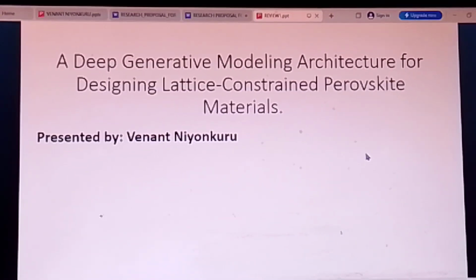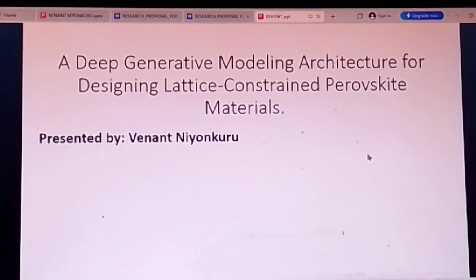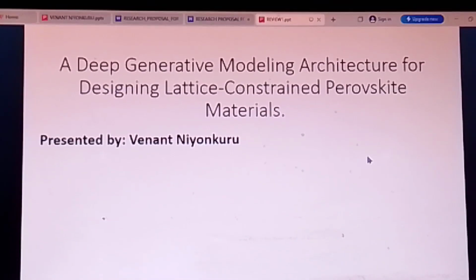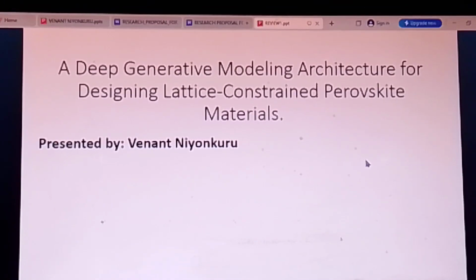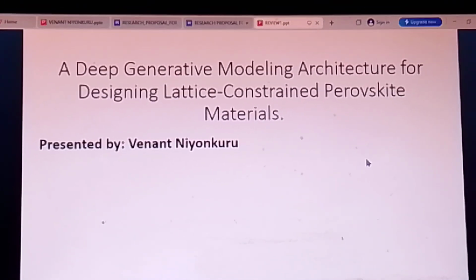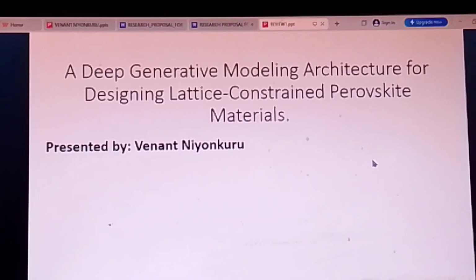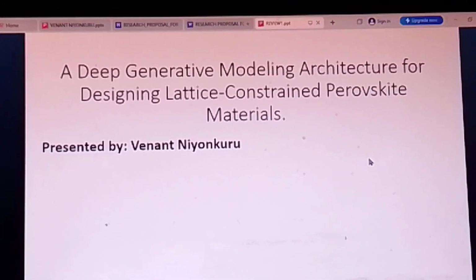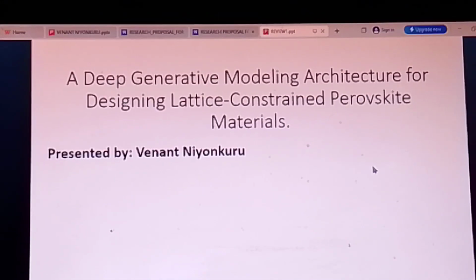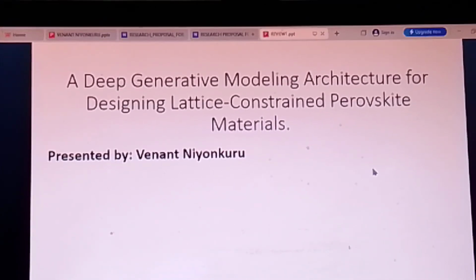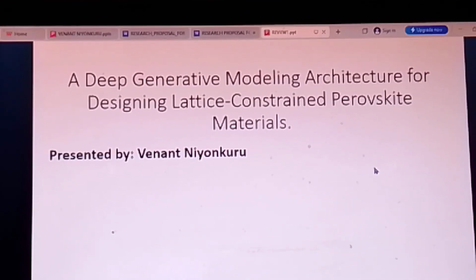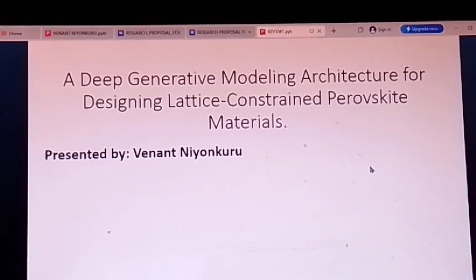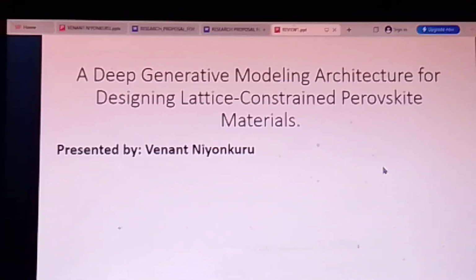Greetings everyone. I'm Venani Onkuru, and this is a review of a paper under the topic: a deep generative modeling architecture for designing lattice-constrained perovskite materials.